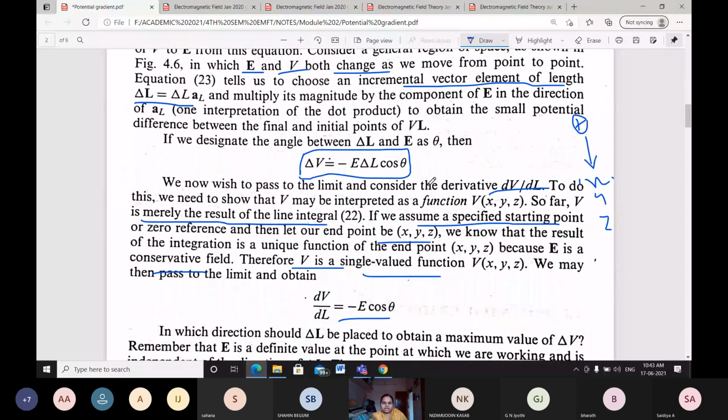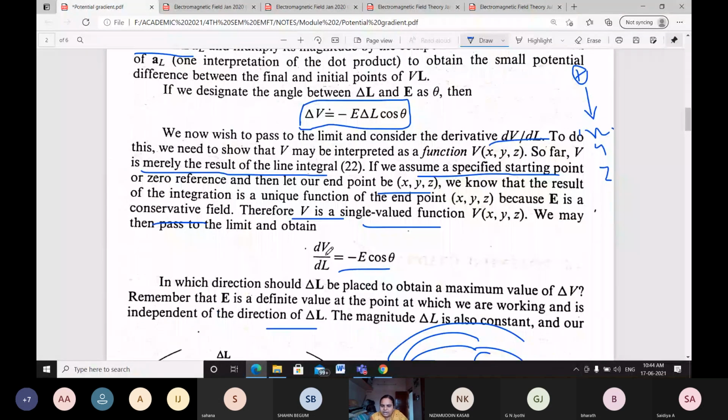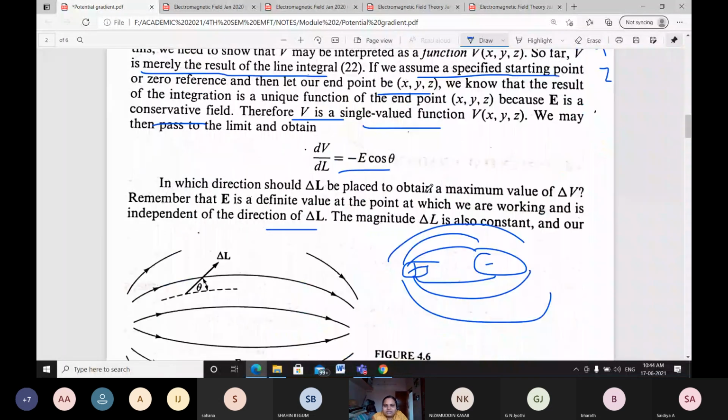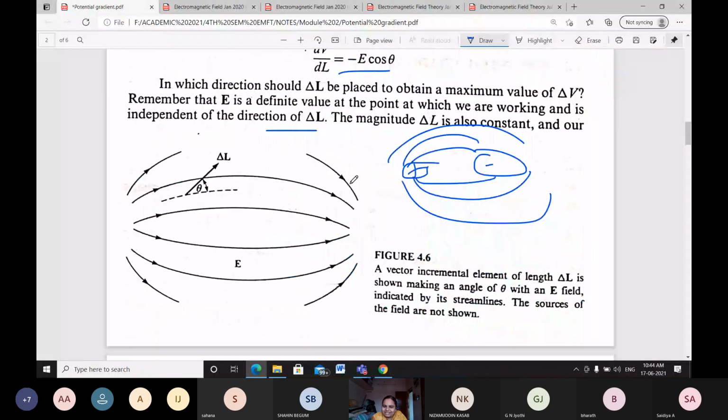Then taking the function for V at x, y, z. Due to the conservative field of electric field intensity, the starting point is the zero reference and the end point x, y, z is taken. You can write that. Then dV by dL is going to be equal to minus E cos theta. For the maximum, just draw the diagram of this part and go on telling: cos theta should be minus 1. Then dV by dL is going to be E.